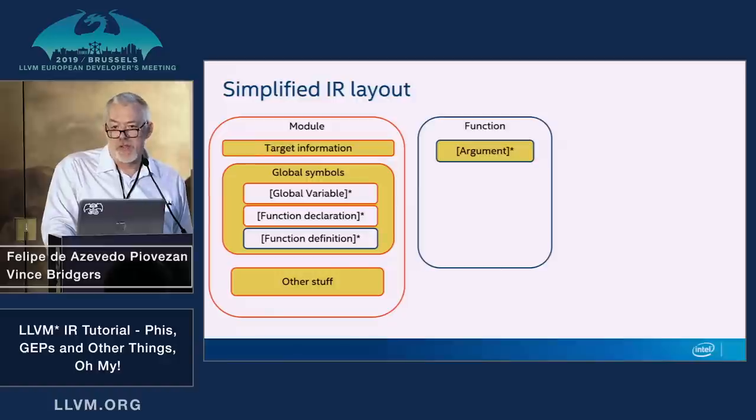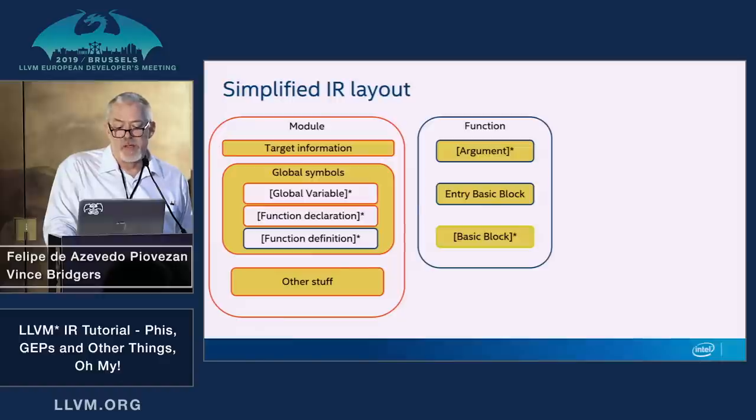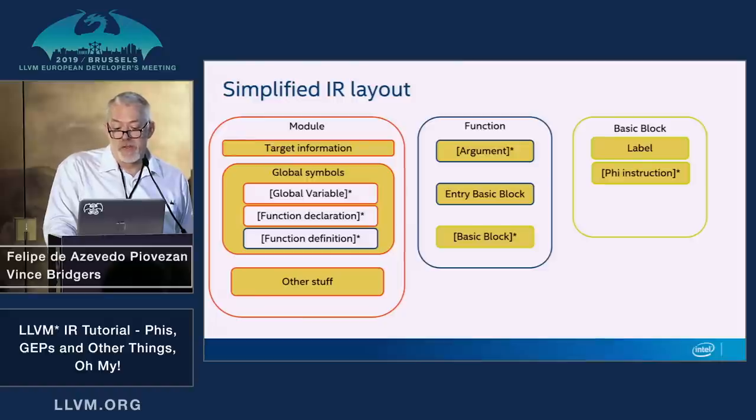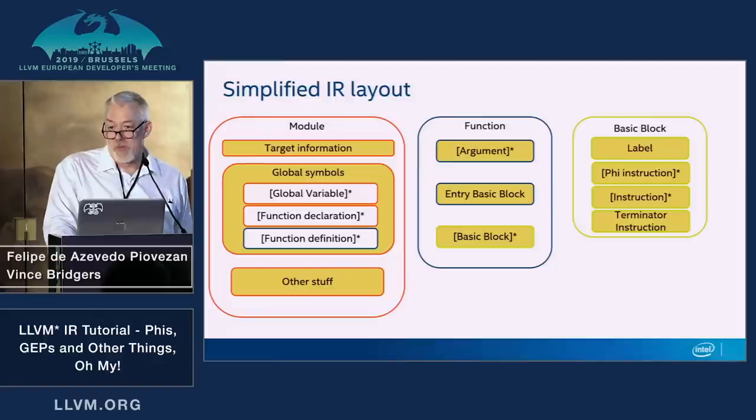So what's inside of a function? A function contains zero or more arguments, an entry basic block, and zero or more basic blocks. What's inside of a basic block? A basic block contains a label, zero or more phi instructions, and zero or more instructions, followed by a terminator instruction.